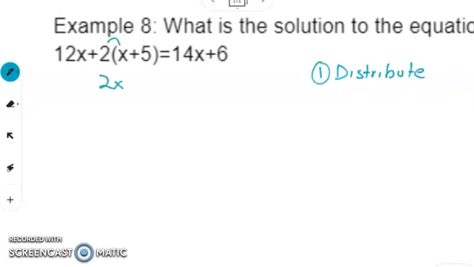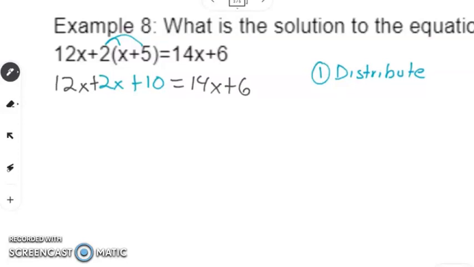Now 2 times x, that's 2x, and 2 times 5, that's going to be 10. And then everything else just comes down. So the 12x will come down, that plus sign will come down, the equals 14x plus 6 will come down.